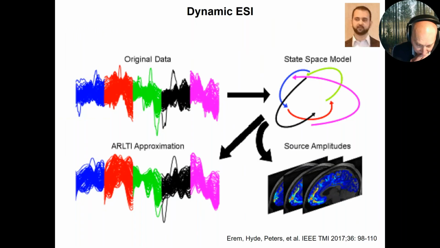The original data is divided into short time segments. We use an ARLTI dynamical system to estimate state space trajectories for each of these segments. So basically, recurrence patterns of these little mini segments. And then we approximate that electrode observation model to approximate the original data. So you can see that the ARLTI approximation resembles the original data. And then we translate that into the source observation matrix.